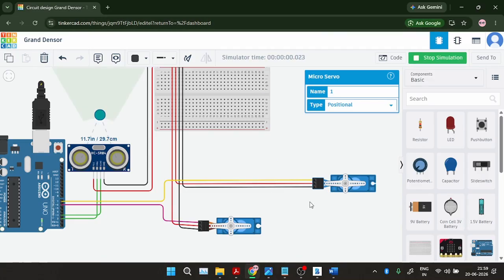Now if you run this, the object is close to 30 centimeters. That's why it's stopping the traffic from this side and it's stopping the traffic from this side. When it's cleared, the gates are going to open themselves. Now if you rotate this orientation, there will be a slight difference. You have to analyze that position.